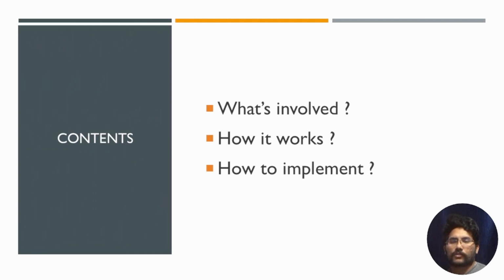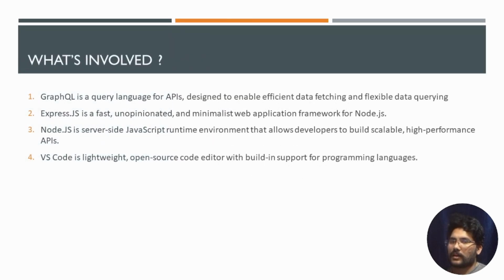The things we'll be seeing in this video are, first, what's involved, second, how it works, and how to implement it. First, what's involved? It's GraphQL, used for querying databases and so on, and Express.js. I have already added shorts regarding Express.js tips and tricks; you can see the link in the description. Express.js is nothing but the REST API option for Node.js. Then Node.js itself we need as a runtime environment. For editing and code, I'm using VS Code as an editor.